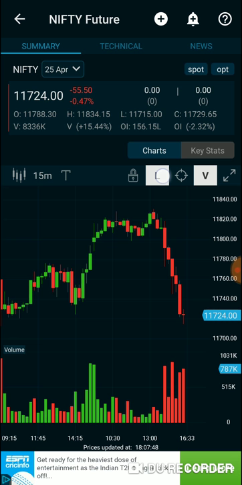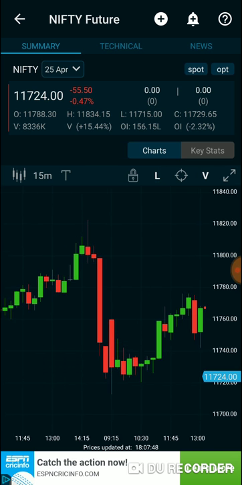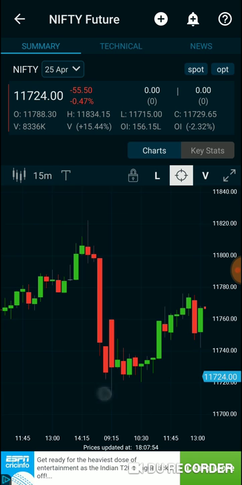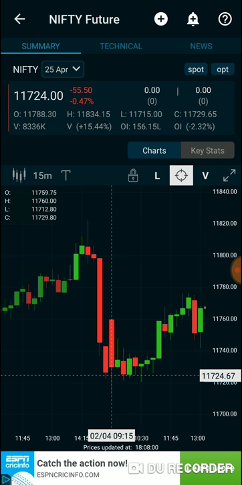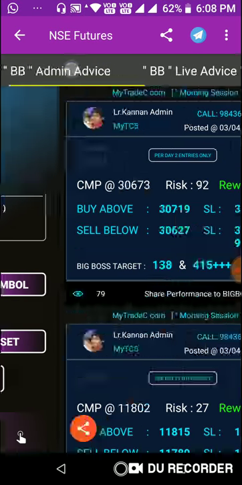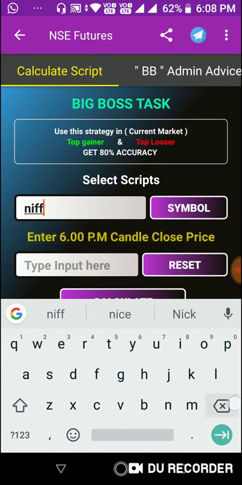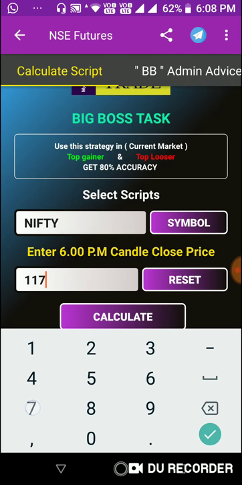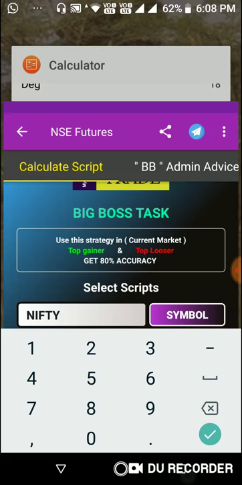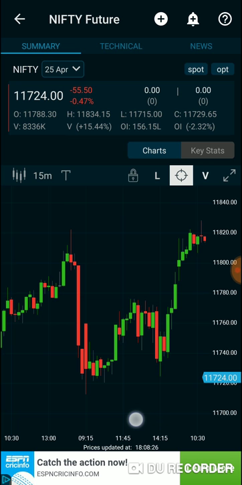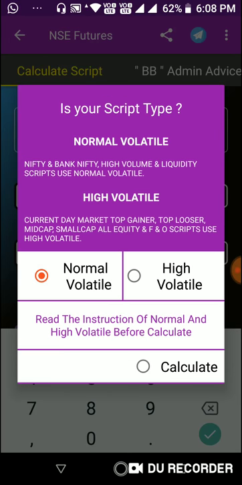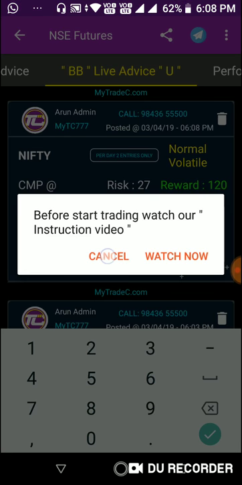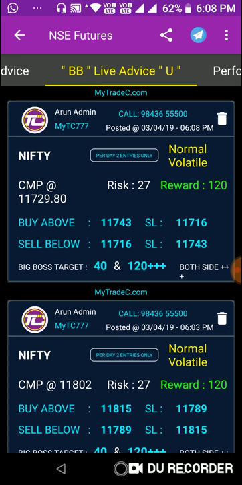One more day, sorry guys. So I'm going to take 2nd April as a second example. So this is the first 15-minute candlestick. The closing price is 11729.80. Let me make sure one more time. 11729.80. Is it right? Yes. So calculate, go for a normal volatile. Calculate. And buy above 11743, sell below 11716.